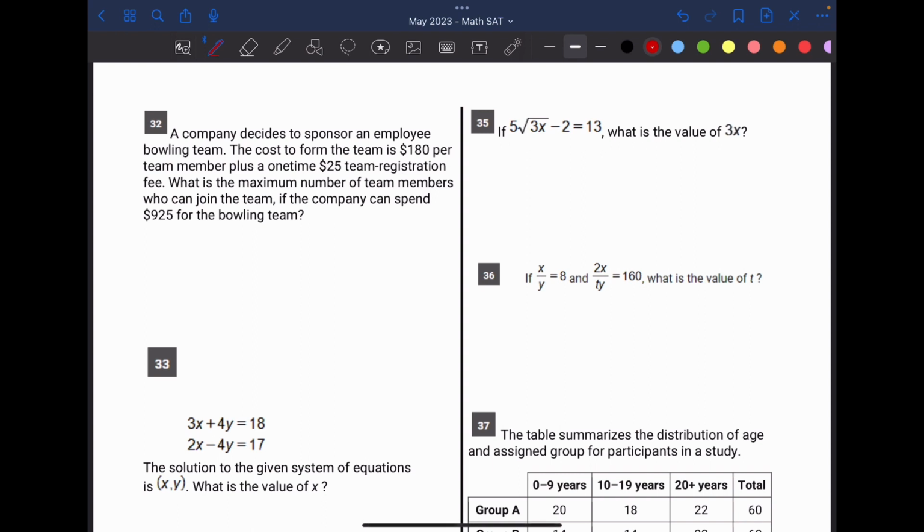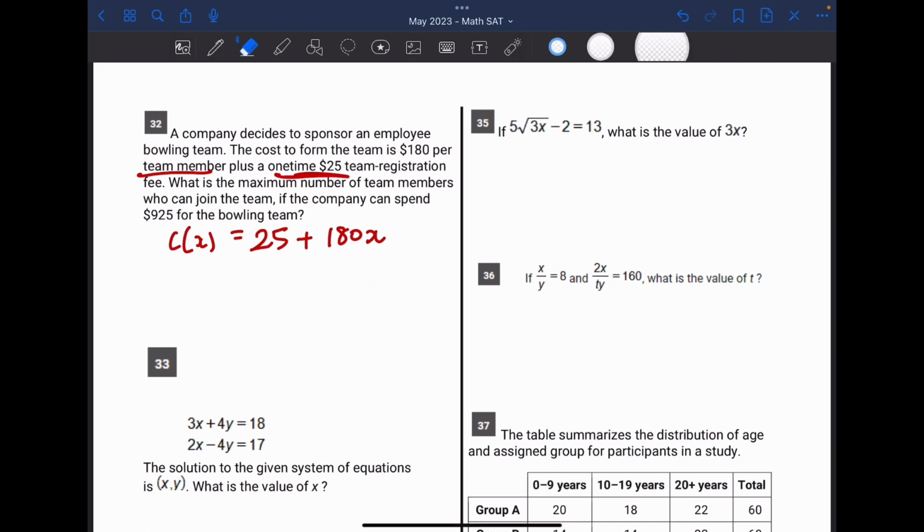Question 32. A company decides to sponsor an employee bowling team. The cost to form the team is $180 per team member plus a one-time $25 team registration fee. So if you want to make a function for this, the cost function would be equal to $25 as a start, since it's a one-time fee. Even if you register one member, it's $25, and then plus 180x, because that's per team member. If you had one team member, this would be times 1. If you had 2 team members, this would be times 2, and so on. But 25 is fixed. $180 is the variable payment.